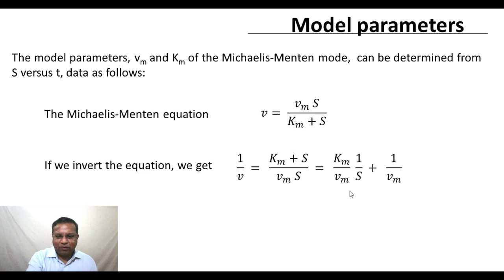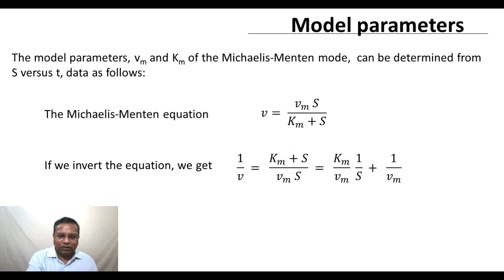If you look at this as y equals mx plus c, you can call this y, this x, this m, the slope, and c, the intercept. So if you plot 1 by V versus 1 by S from the S versus T data, you should get Km by Vm as the slope and 1 by Vm as the intercept. This is the way in which these model parameters are estimated.